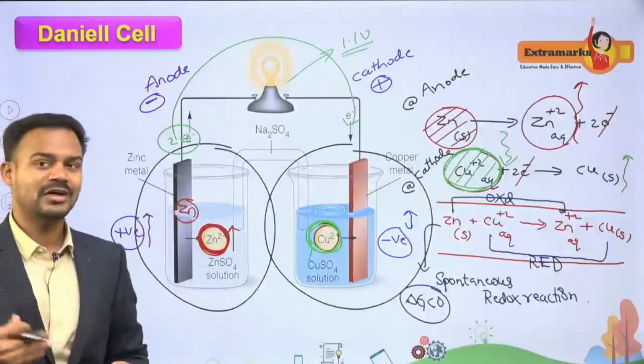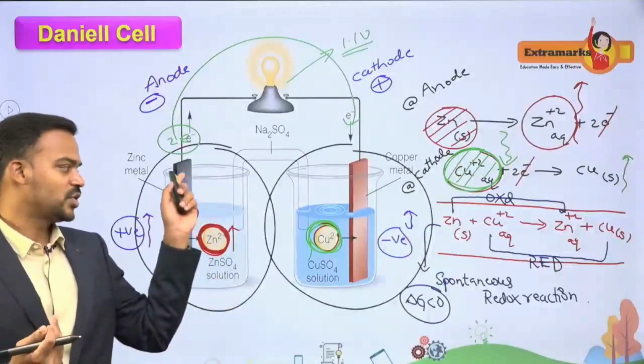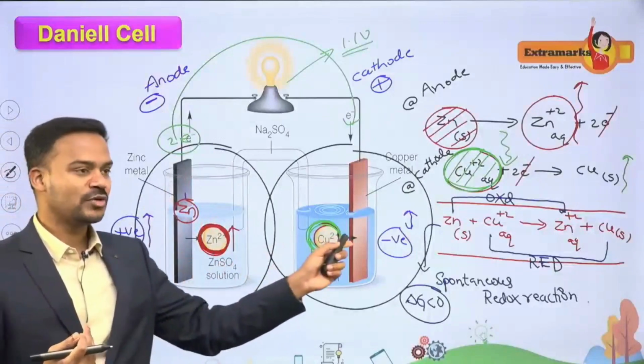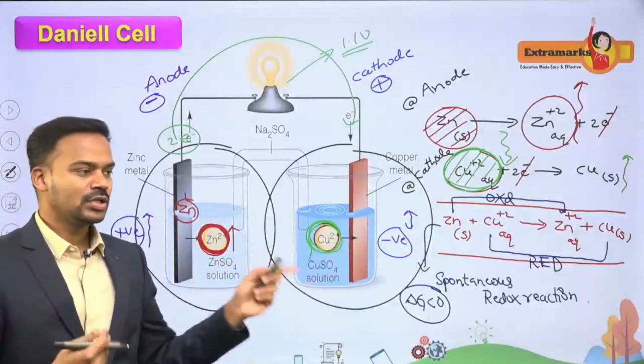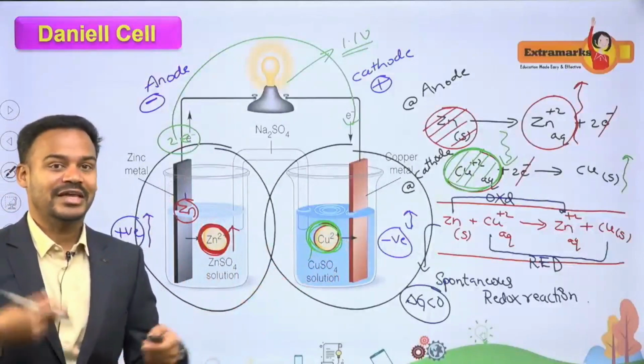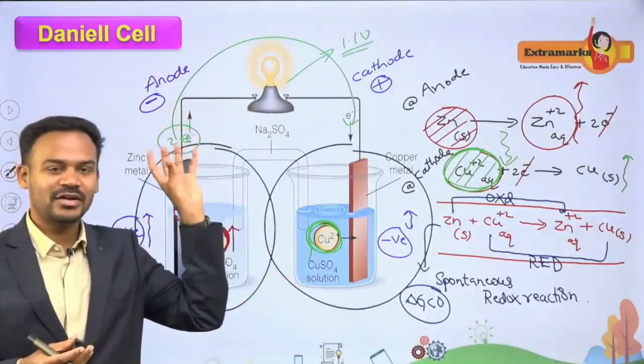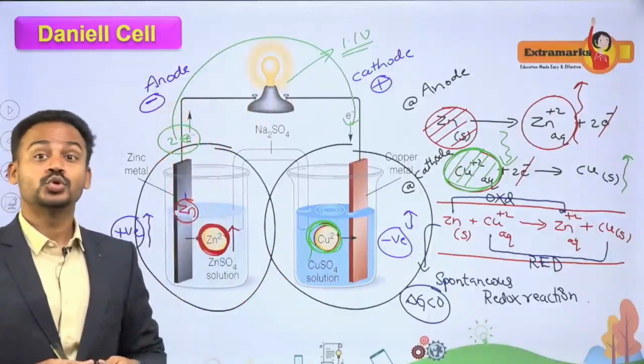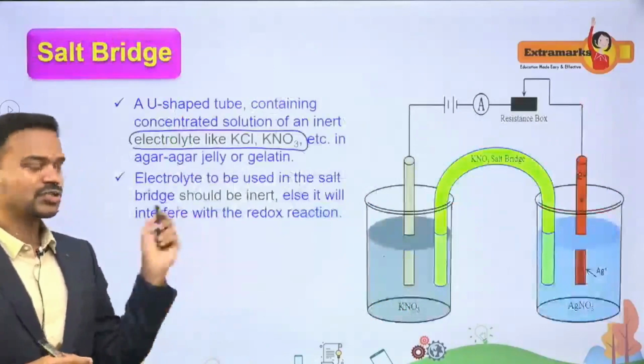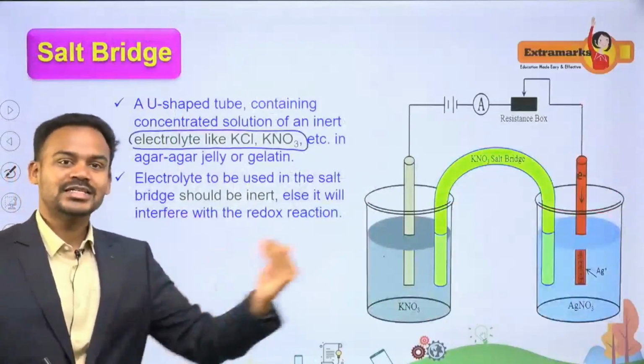The cell starts working, but after some time, what happens? Because of the dissolving of the electrode and accumulation at the other electrode, a junction potential is created, and finally, in the cell potential, you can see the bulb will start flickering and flickering, and finally it stops. To avoid that, we have a salt bridge to extend its working.